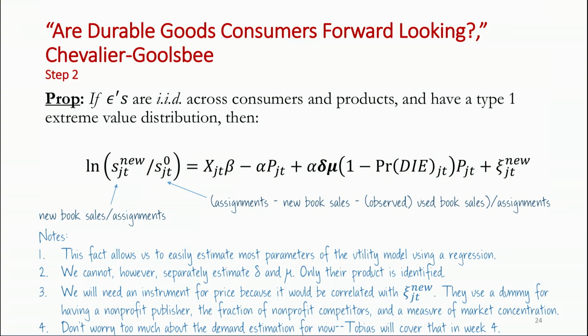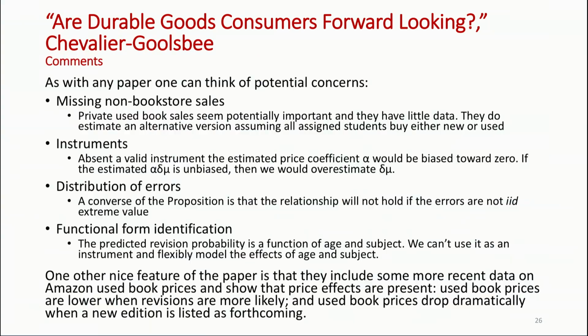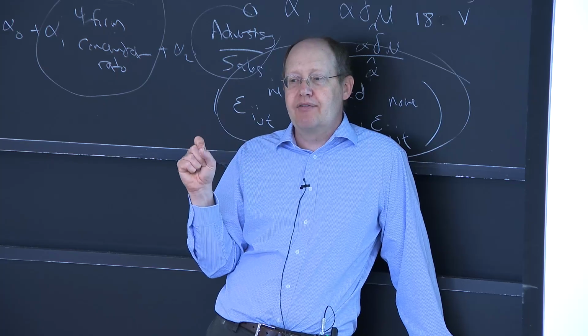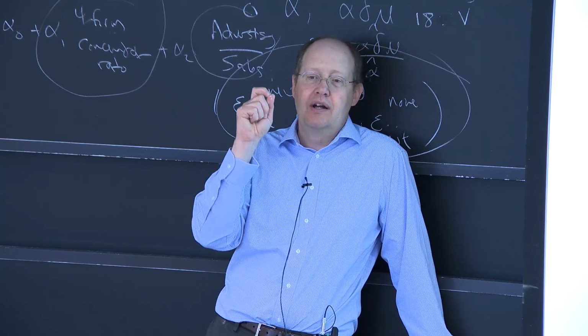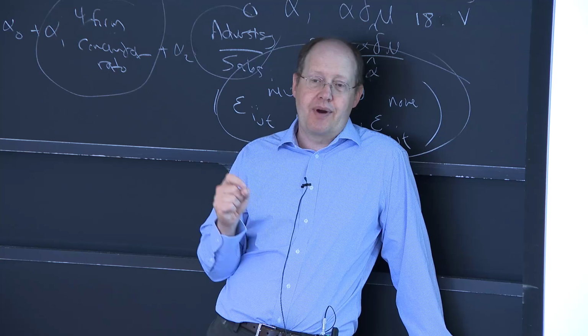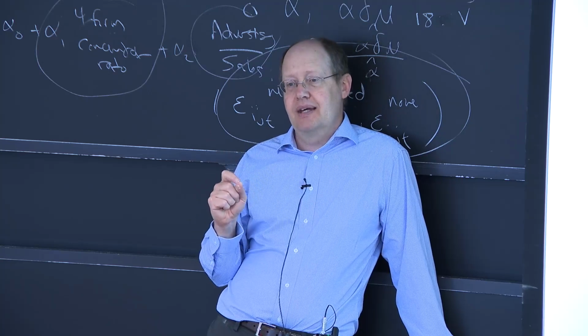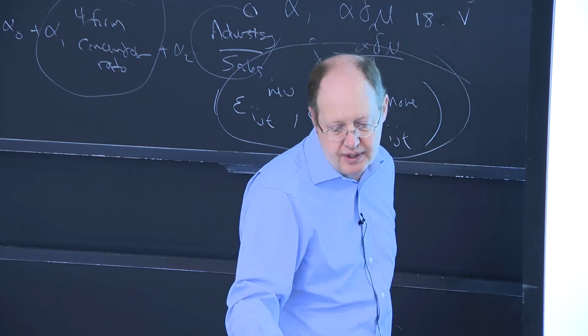But still, you're using as an instrument something that's a function of variables that are all in your equation. And so it has to be that somehow that nonlinear function of semesters and whatever is uncorrelated with the errors in the demand equation, even though you put the variables themselves also on the right side just linearly. So there's a use of functional forms to identify that.